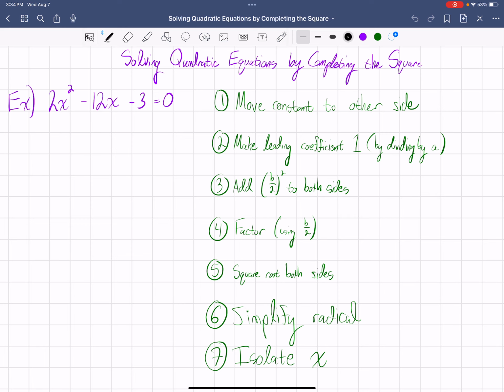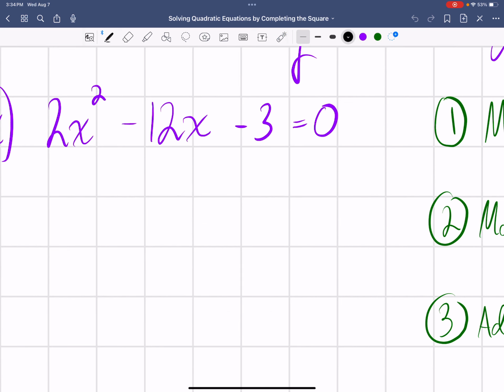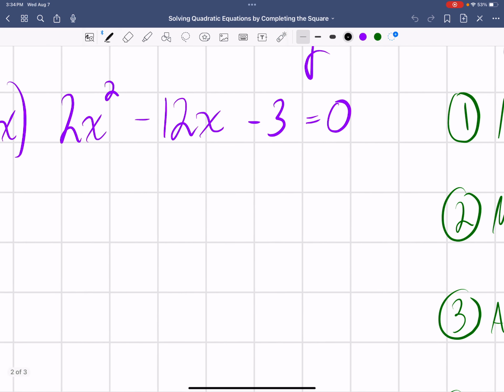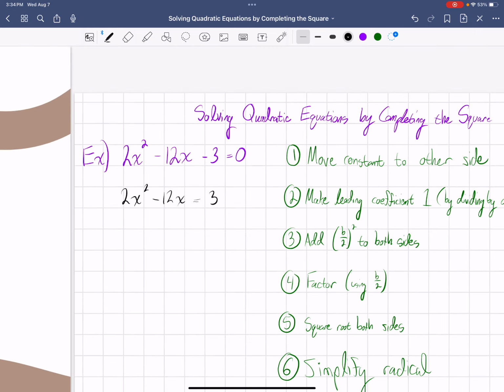So for this technique, completing the square, we're going to go through a set of steps, and I'll show you what they are one by one using this example, and then we'll move on to a couple of practice problems. So the first step is we're going to take the constant term, which here is -3, and we're going to move it to the other side. So let's do that. Now we have 2x squared minus 12x equals 3 by adding 3 to both sides.